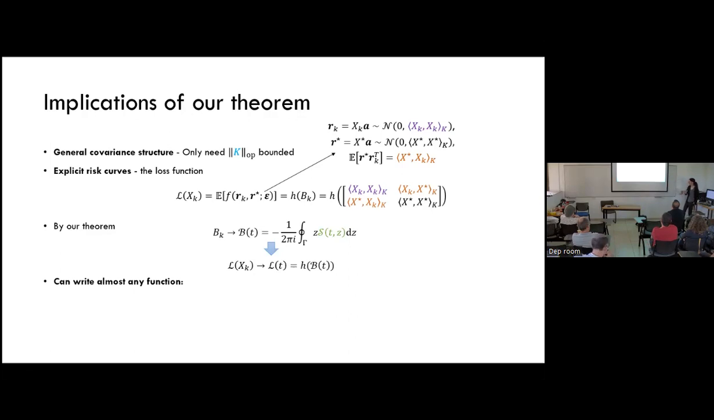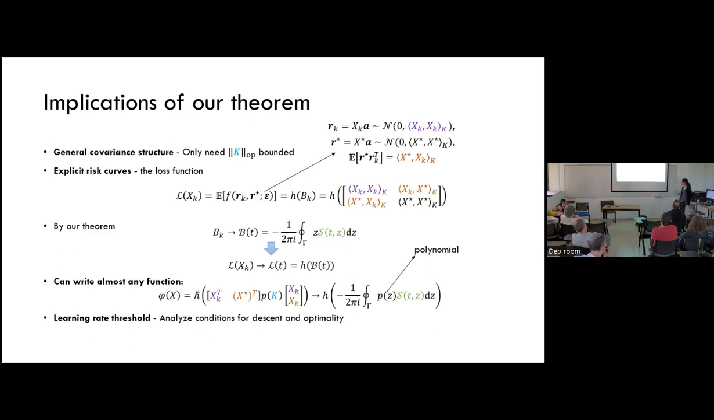But I can actually write any function that I want, with any polynomial. And that is what I will show in the second part of the talk. I can use it to provide some learning rate threshold, which will now depend on the structure of my covariance.